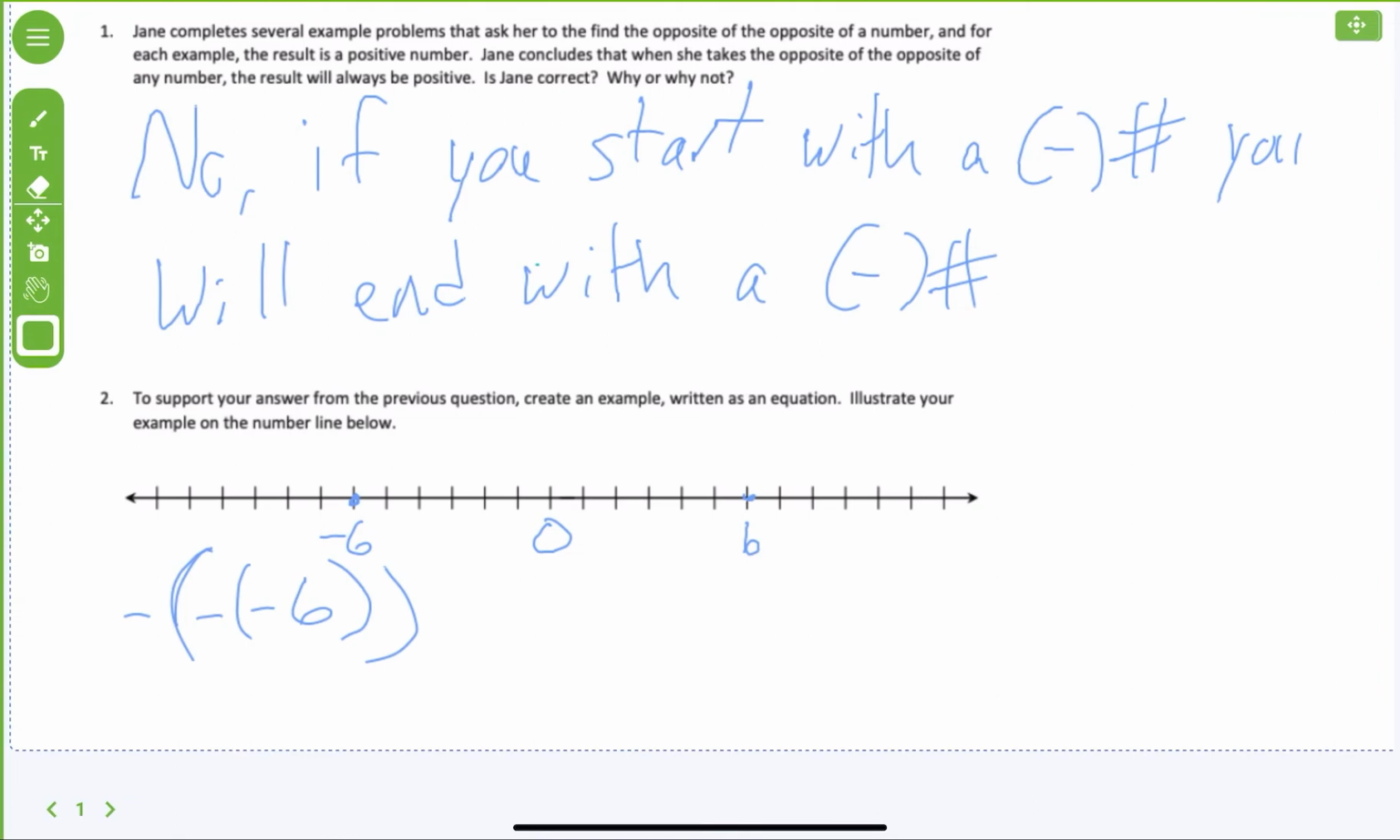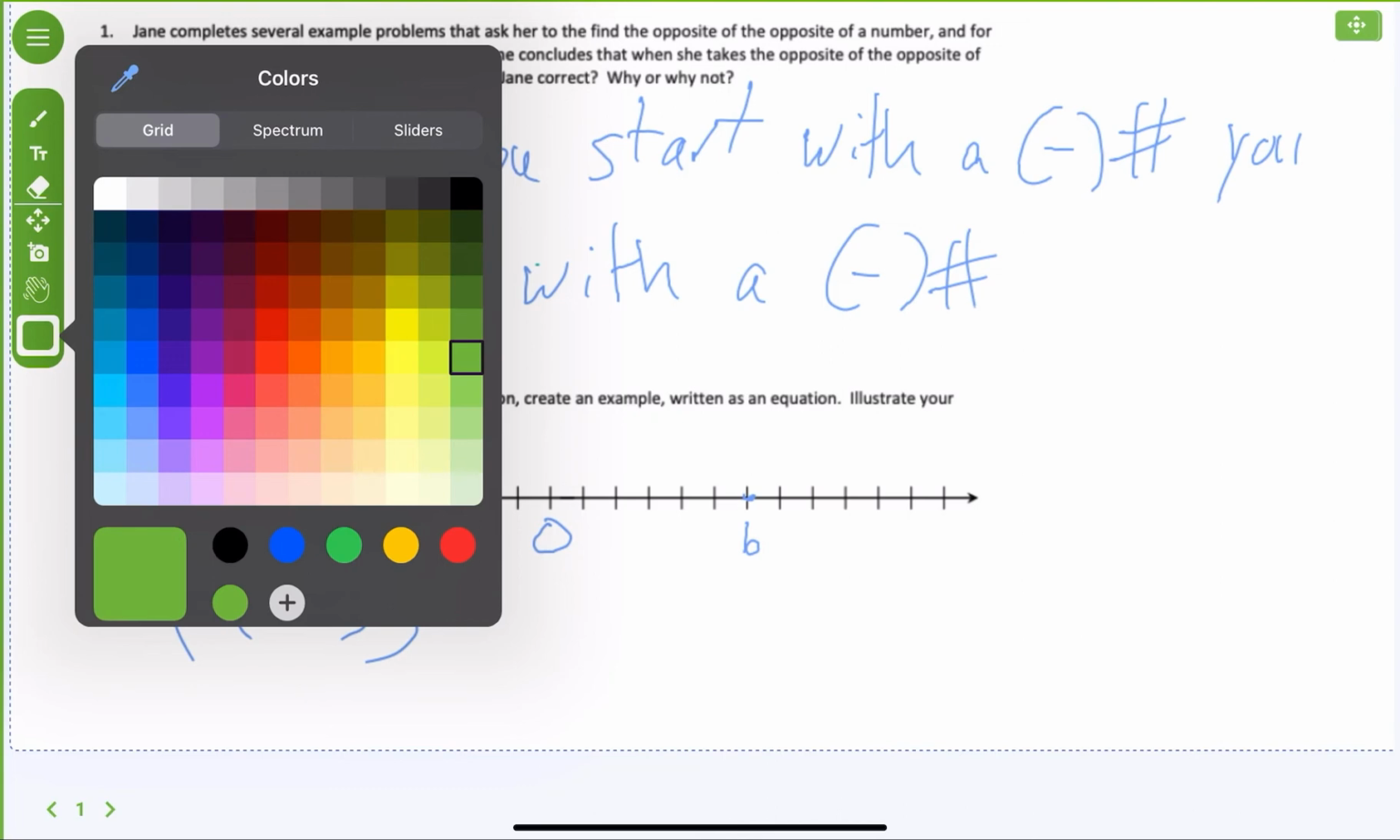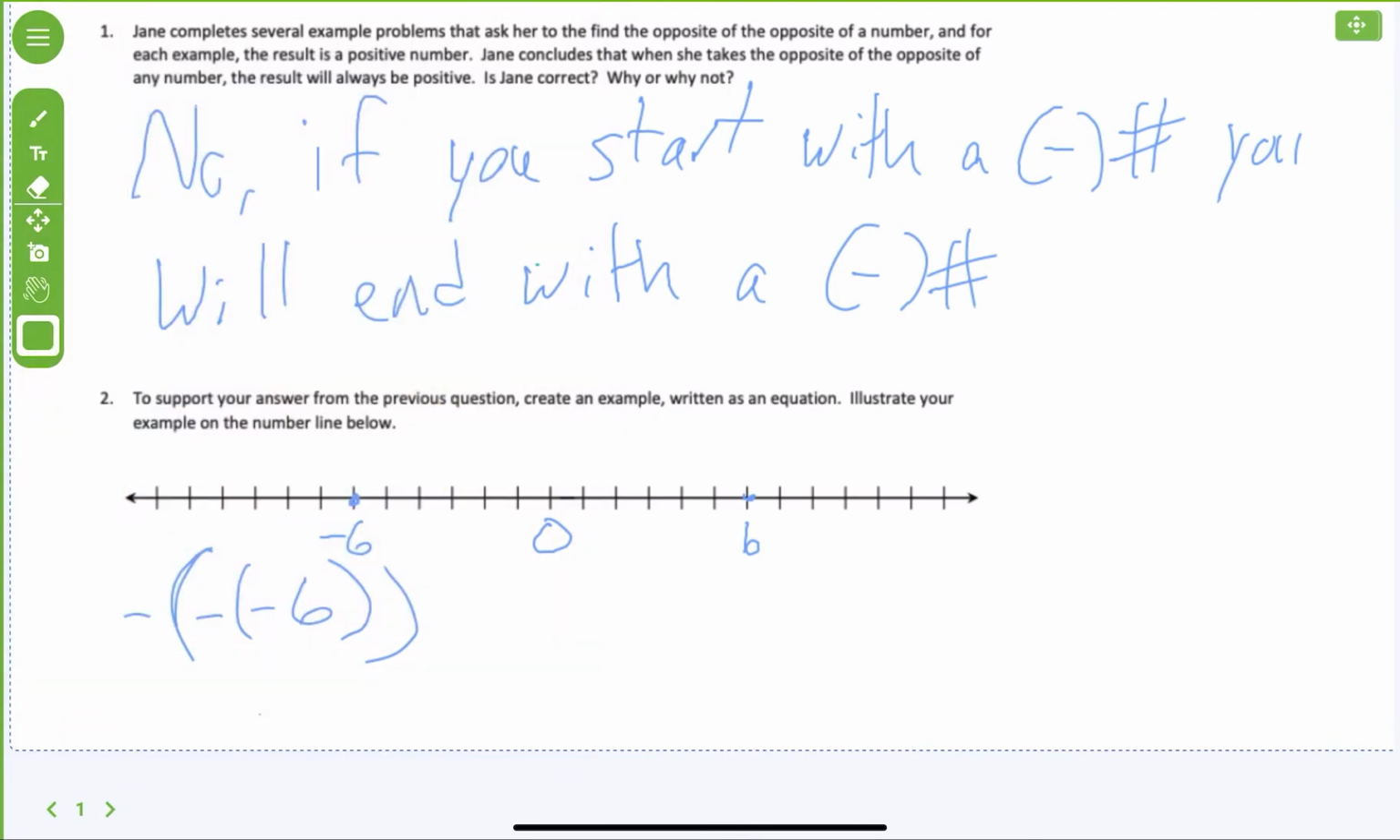So look right here. Let me do a different color here. Let me go back to this green, see if this works. Okay. These negatives right here form a positive. So that's a plus. But look, we still have one more negative, right? So now we have negative 6 still. So if we go to the opposite of negative 6, we're here. But then we're going to do the opposite of that, which is here.